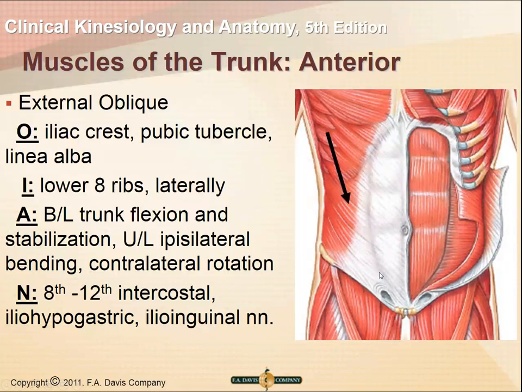The action when the external oblique bilaterally is activating, we're going to get trunk flexion and stabilization of our lumbar spine. If we only have activation unilaterally, so just on one side, we're going to get ipsilateral side bending and contralateral rotation. This is innervated by the intercostal nerves 8 through 12, as well as the iliohypogastric and ilioinguinal nerves.